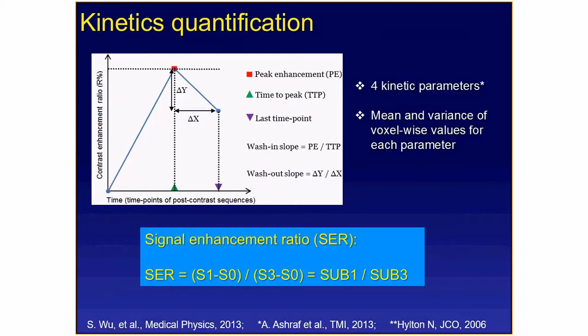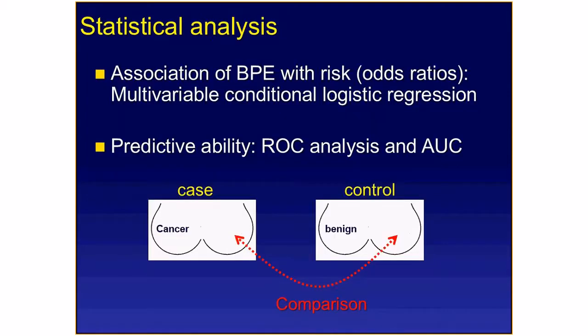We computed several kinetic features: the peak enhancement, time to peak, wash-in slope, and wash-out slope. Those are standard features that are computed for tumors or lesions. We're computing this for normal tissues. We also compute a signal enhancement ratio here using the first and the third different subtraction sequences. This has been shown in previous studies to be related to measuring the response of chemotherapy, and that's why we're looking at this feature as well. So we do statistical analysis, and we compare the contralateral breast for both cancer cases and control cases, because once you have cancer here, you can't compute the BPE, because cancer will affect that.